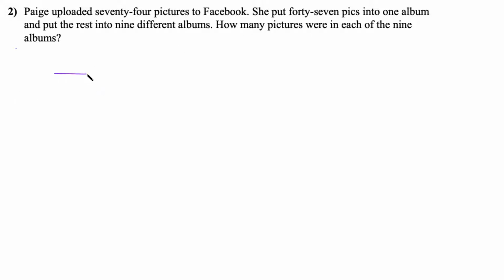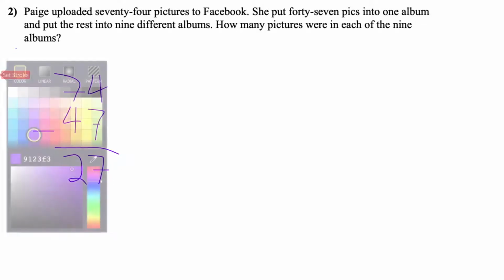So we're going to do, she starts with 74 pictures, and she already uses 47 of them. So those pictures are gone. They're already separated into an album. So because we've already used them, we're going to do some subtraction. So we know that 74 minus 47 is 27 pictures. So she has 27 pictures left that aren't separated into an album. So that's the first part of this problem.